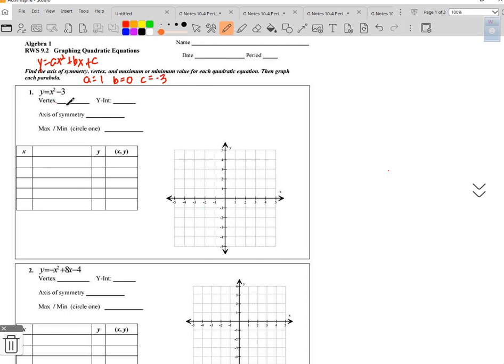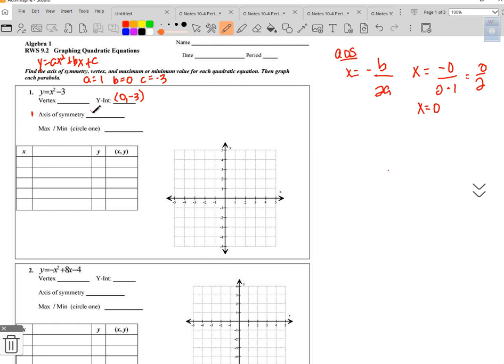Now the first thing I'm going to do is I can go ahead and put in my y-intercept. My y-intercept is always my c, and so we're going to put that in as an ordered pair. And now I'm looking for my vertex, but before I can find my vertex, I need to find my axis of symmetry. So my axis of symmetry, the formula is opposite of b over 2a. So in this case, x equals the opposite of 0 over 2 times 1. So that's 0, the opposite of 0, which is just 0 over 2. So now we know our axis of symmetry is x equals 0.